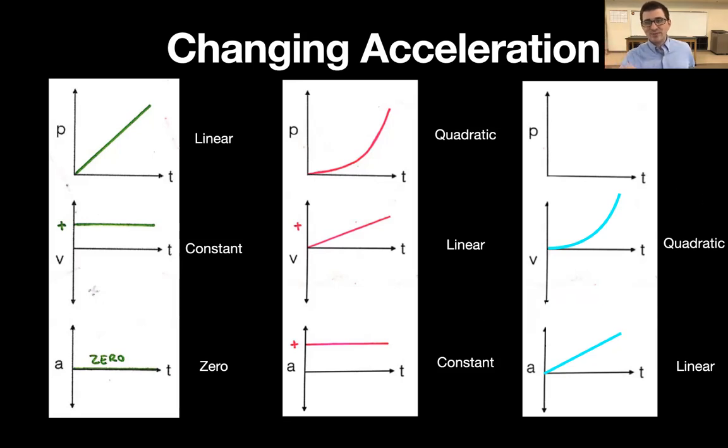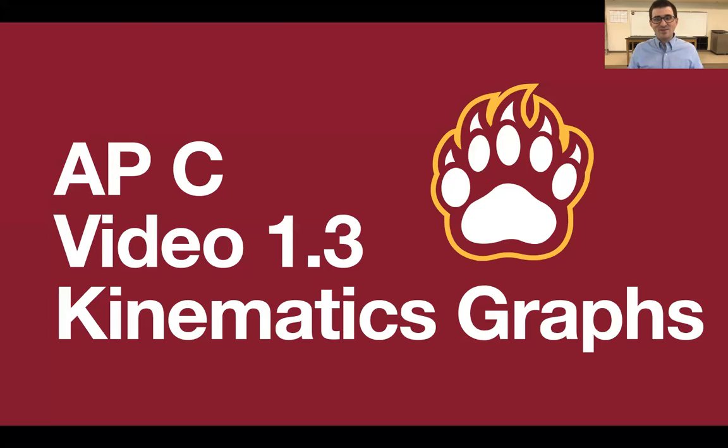So then the question that I'm going to leave you with today is, if we have a quadratic velocity versus time graph, what do you think the position versus time graph is going to look like? And I'm hoping you get that right, because we are fully into calculus now.